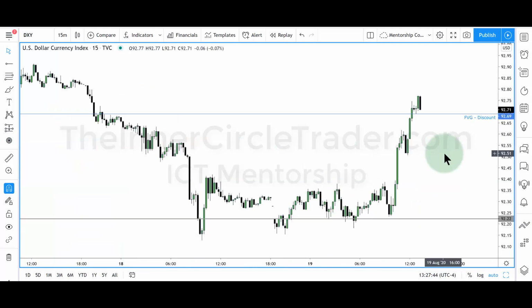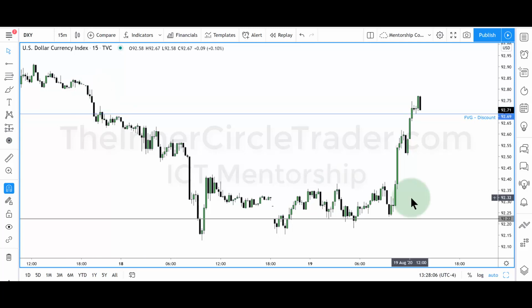A 15-minute time frame, you can see the order block here. Small little fair value gap, which it trades into there. Optimal trade entry. Time of day, New York session. Runs up into the imbalance that's shown on the hourly chart.